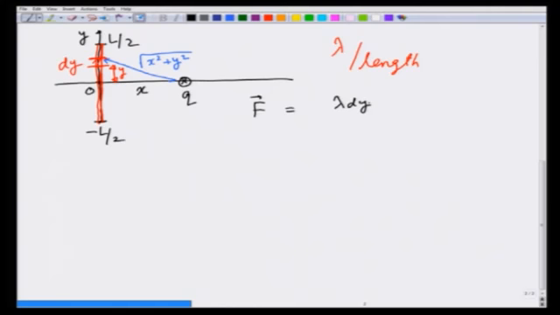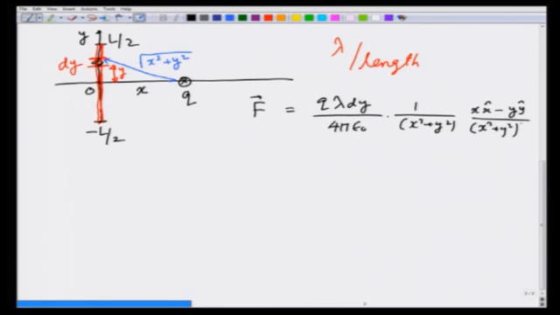lambda dy, which is the charge in this element here, times q over 4 pi epsilon 0, times 1 over x square plus y square, in the direction of x minus y over x square plus y square raised to 1/2, where this vector that I have written here, you can check, is this vector, and that divided by the magnitude gives me the unit vector in that direction. This indeed is the force direction.